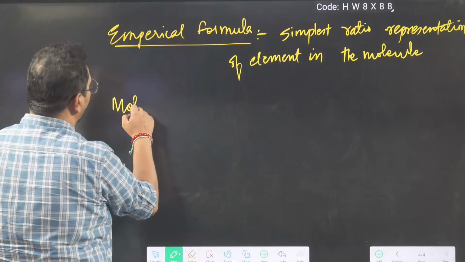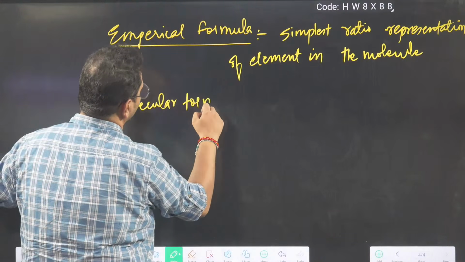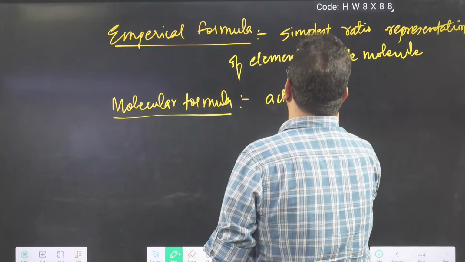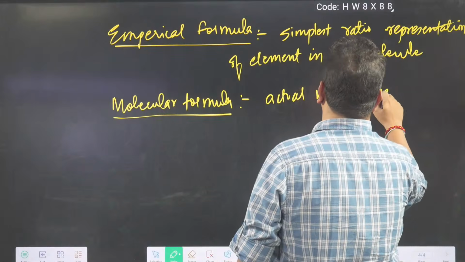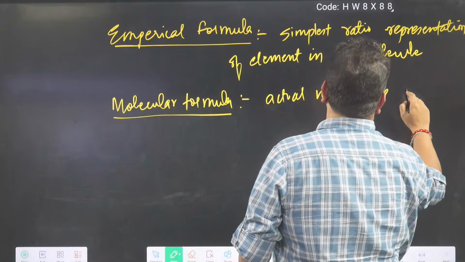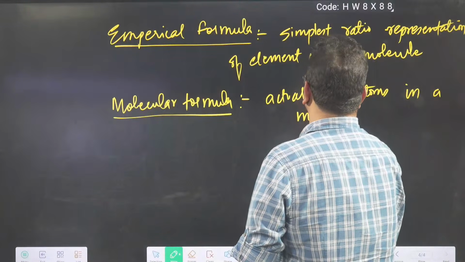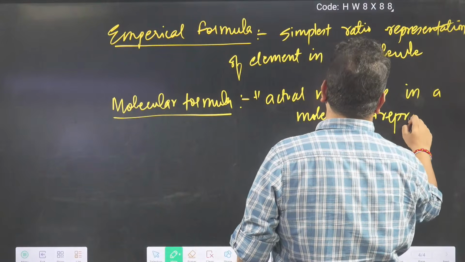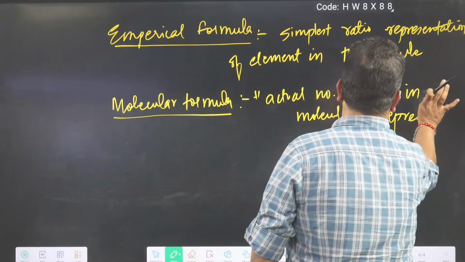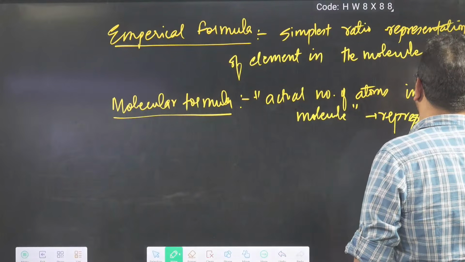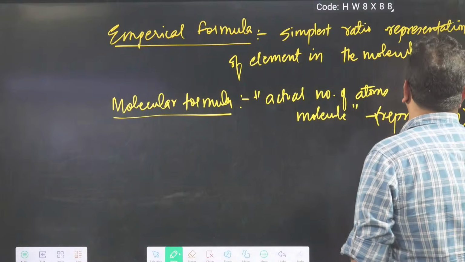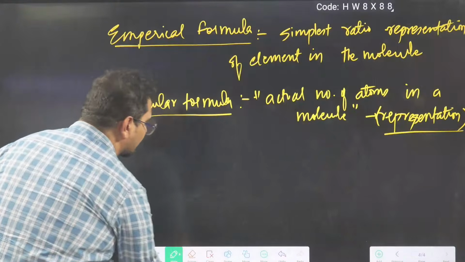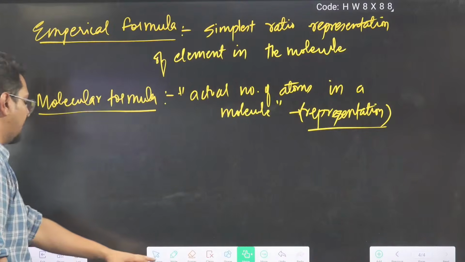And molecular formula is the actual number of atoms in a molecule. This representation of the actual number of atoms in the molecule is the molecular formula. The representation of the simplest ratio of the atoms in the molecule is the empirical formula.